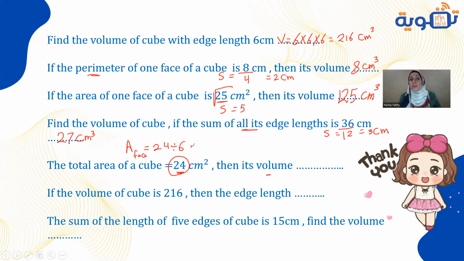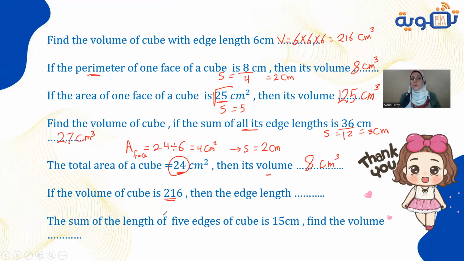Area of one face equals 4 centimeter square. Now, from the area, we can find the edge. What is the number that, multiplied by itself, gives me 4? 2 centimeter. So the volume is 8 cubic centimeter, 2 times 2 times 2. Take the square root of the 4, gives me 2.